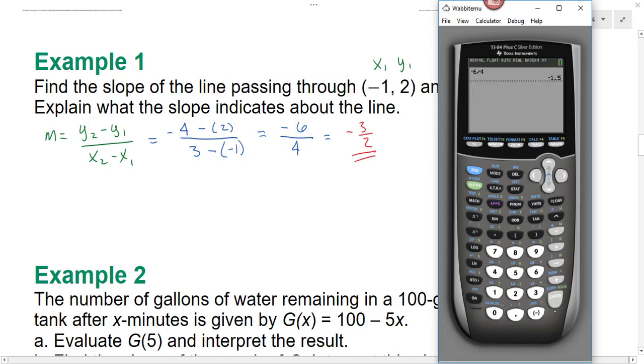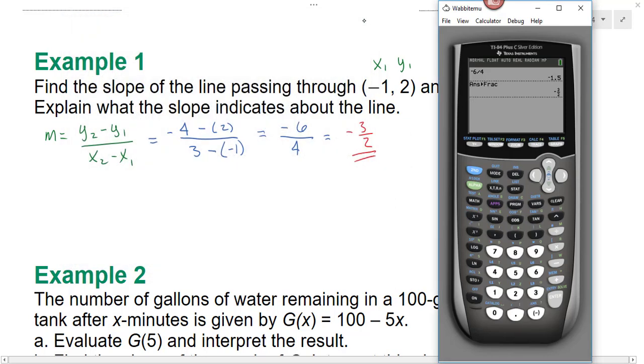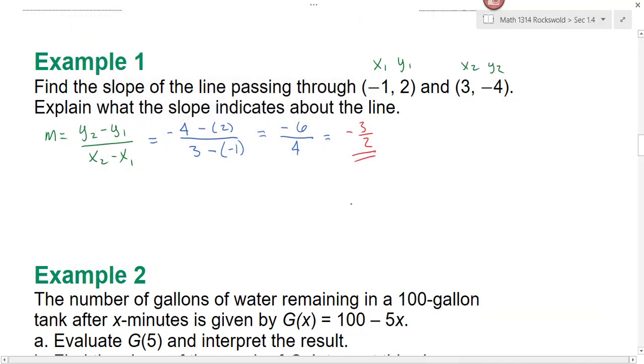It's going to give you a decimal if you just hit enter, but if you hit math, enter, enter, it will convert that to a fraction. And you can see that that fraction is negative 3 halves. It reduces the fraction for you. All I did was hit math, enter, enter, and it converts the number to a proper fraction. That alone is worth the price of this calculator.